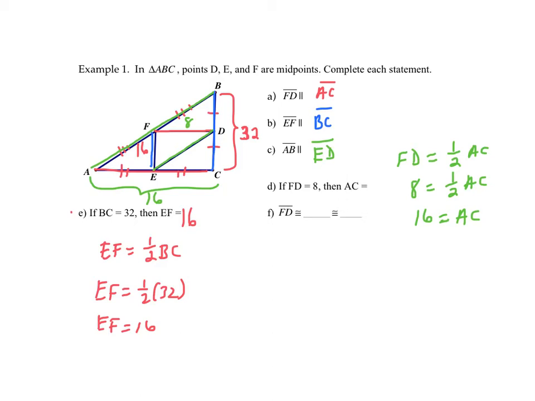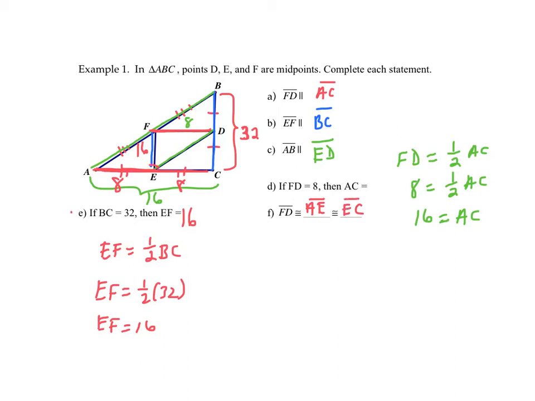Right. And the last question, we're not looking for numerical answers. We're just looking to answer the question, line segment FD is congruent to what other two line segments? Since FD is equal to half of AC, right down here, and AE is also equal to half of AC, AE would be equal to 8, EC would be equal to 8, making FD congruent to line segment AE and line segment EC.